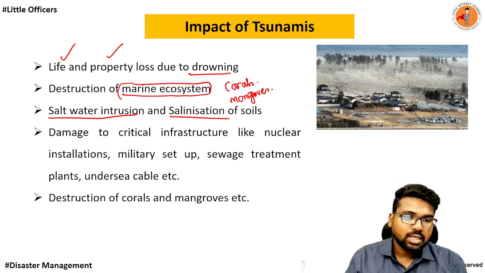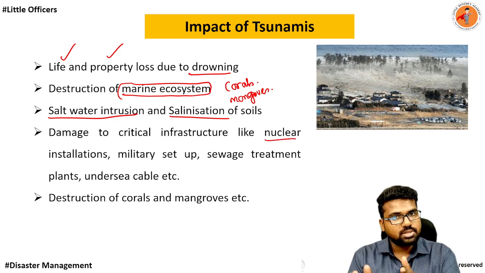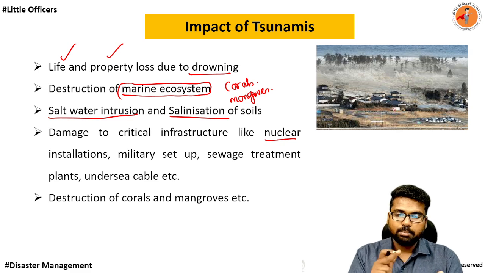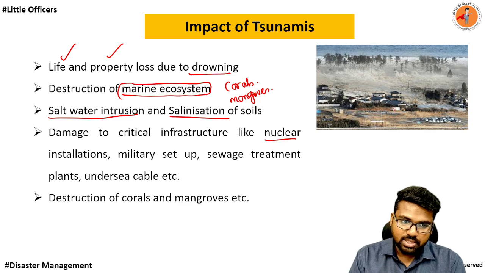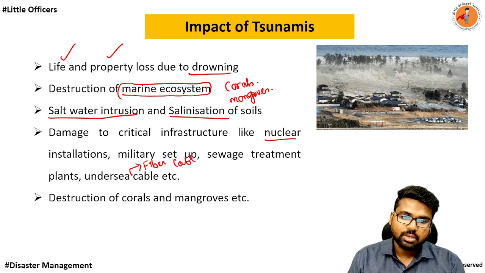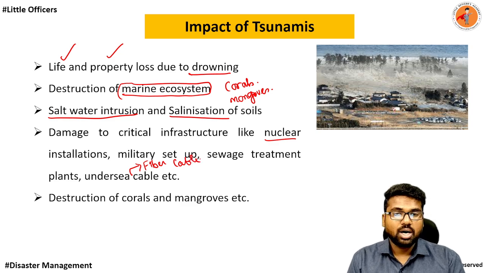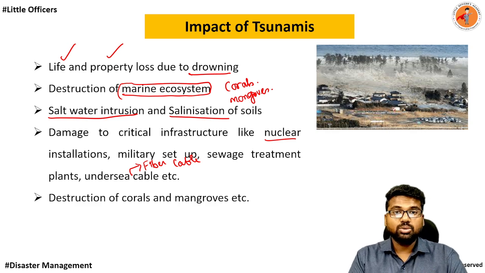Okay, then damage to the critical infrastructure. See, some of the nuclear installations are on the coastal locations, and military setups are there, particularly the navy ones, and sewage treatment plants are there, undersea cables are there. For example, fiber cables, now to connect Andaman and Nicobar we have a fiber cable. Okay, so such fiber cables, or maybe the gas pipelines, or the pipelines which carry crude oil, etc., may be damaged, leading to oil spills.